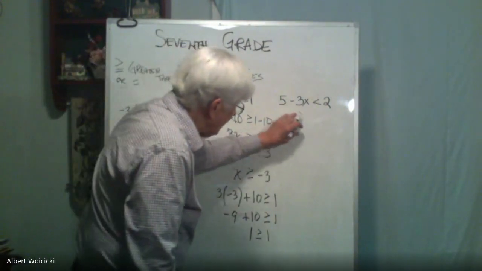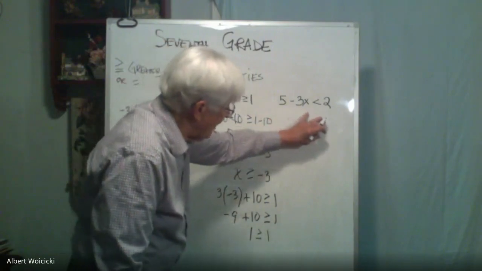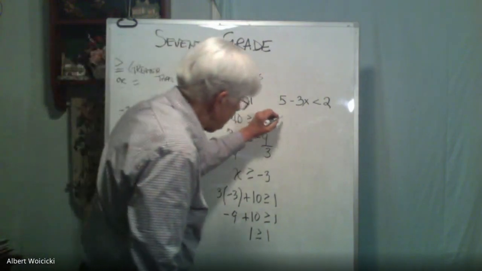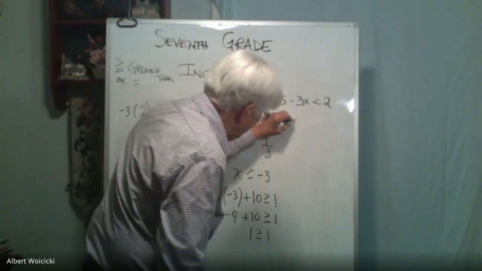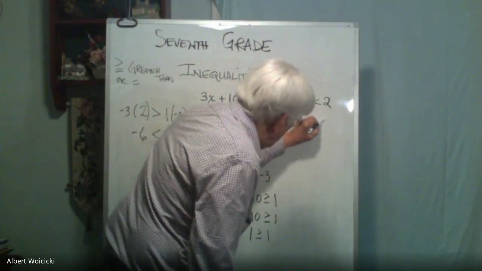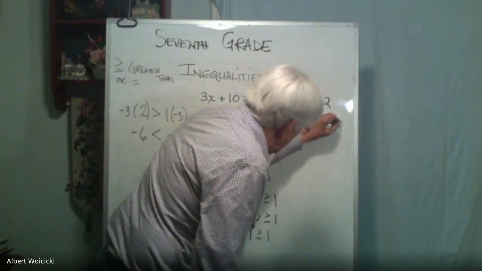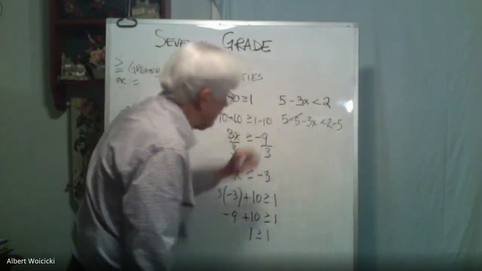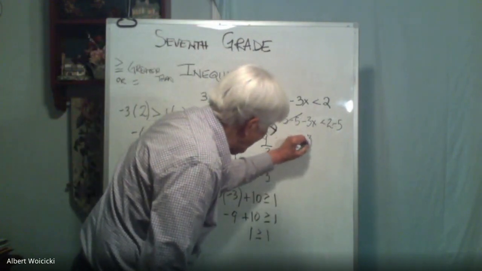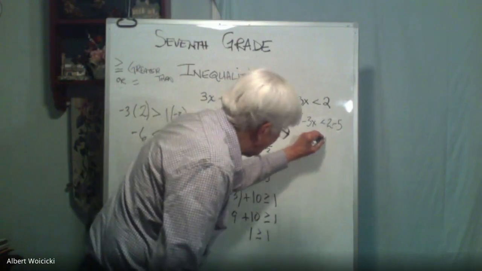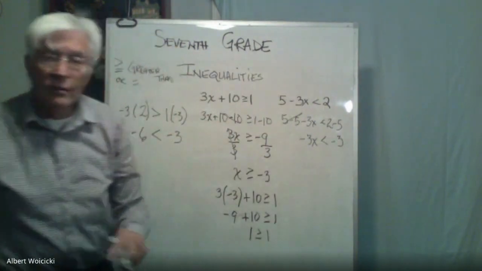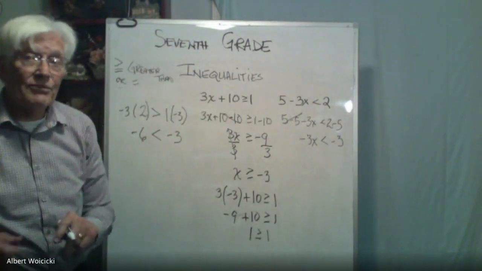Now, in this problem right here, I have 5 minus 3x is less than 2. And I have to get rid of the 5. So we're going to subtract 5 from both sides. So the 5 is gone here. So the opposite of 3x becomes less than the opposite of 3. The opposite of 3x is less than the opposite of 3.